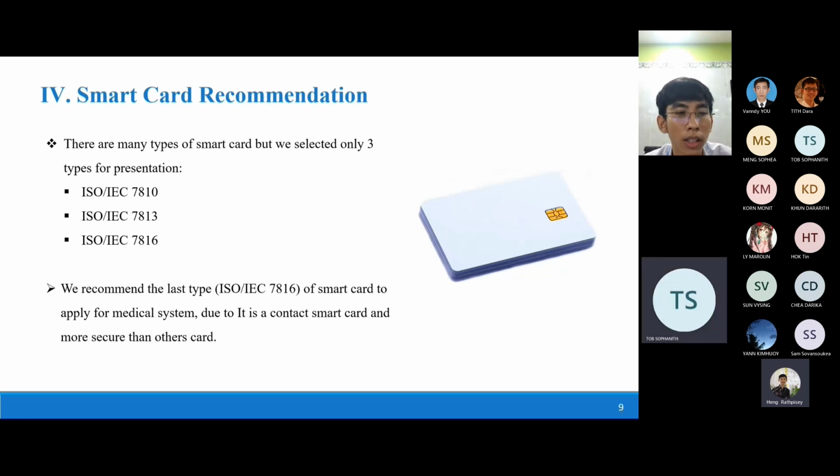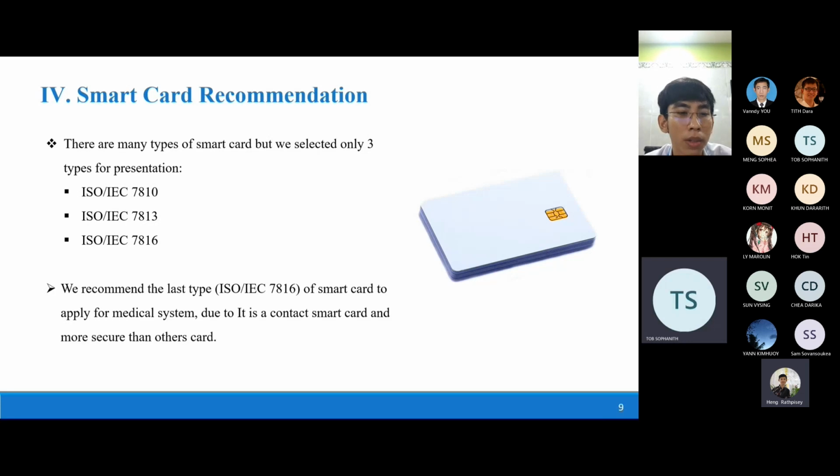And the last one, ISO or IEC 7816 is a series of standards specified integrated circuit card and the use of card for interchange. Those cards are identification card intended for information exchange between the observer or the integrated circuit in the card.